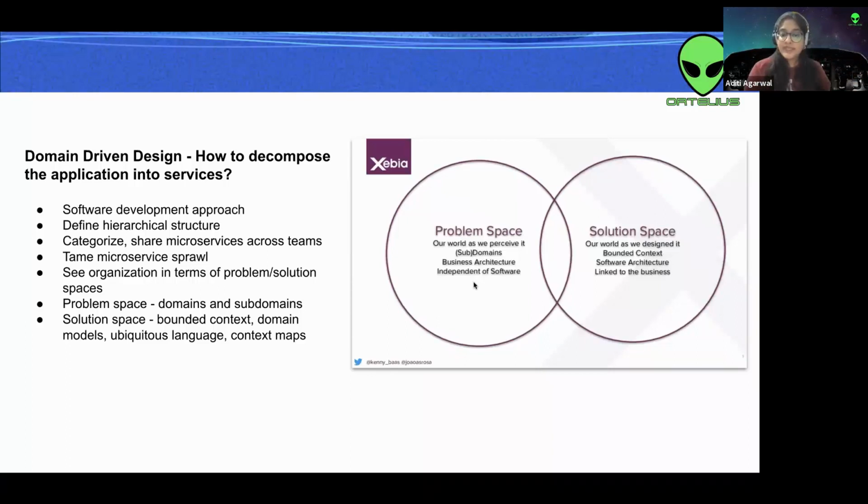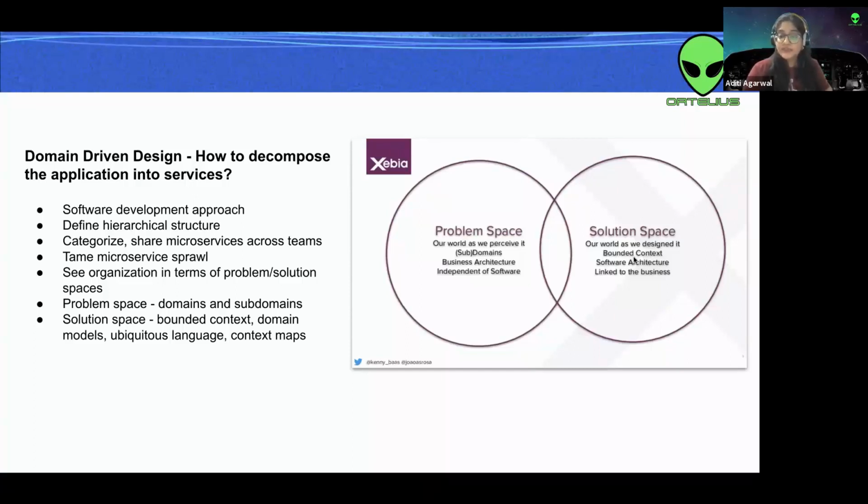So problem space looks specifically at the business architecture, it does not go deep dive into the software thing. So we firstly make a roadmap of our problem, that this is the specific problem, this is the use case which we have to implement, and using this use case we have to develop a solution corresponding to that. So solution space is something which we design according to our problem space.